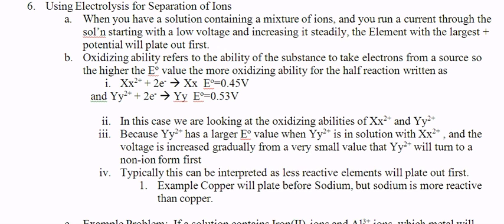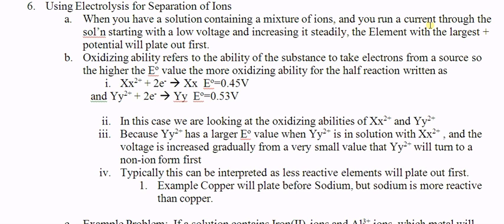Okay, so welcome back. We're going to take a hopefully quick look at using electrolysis for separating ions. When you have a solution containing a mixture of ions, we've seen that there are different ways that you can separate those ions. We had those slightly soluble types of problems, and here's another one that we can utilize. When you have a solution containing a mixture of ions, you can run a current through the solution starting with a low voltage and increasing it steadily.